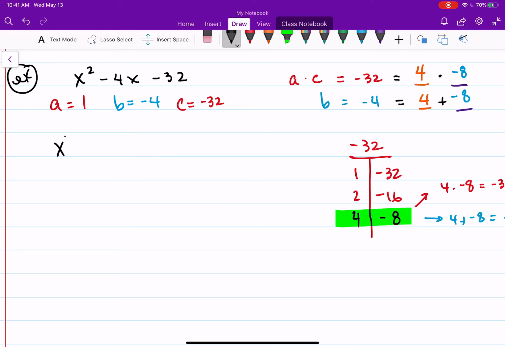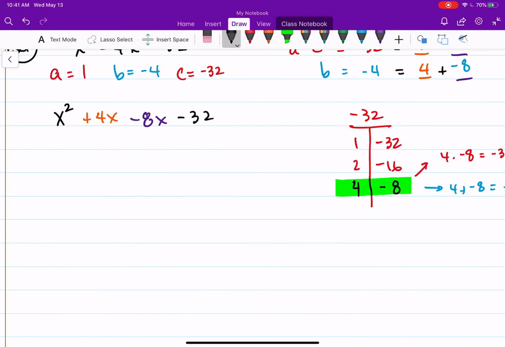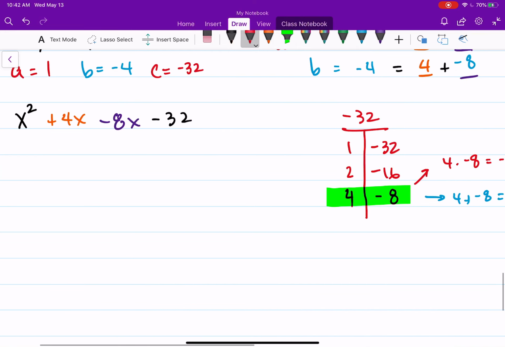So x squared is going to be plus 4x minus 8x minus 32. Yes, you can still flip the 4 and the 8. I just figured I'd do the third term being negative here. Strategically speaking, I would say yes, you should do that. All right, so here we go.